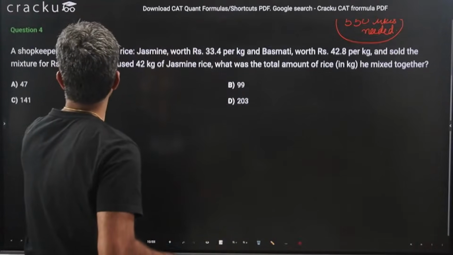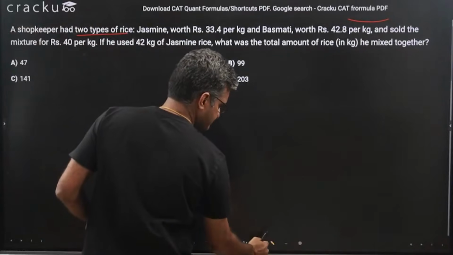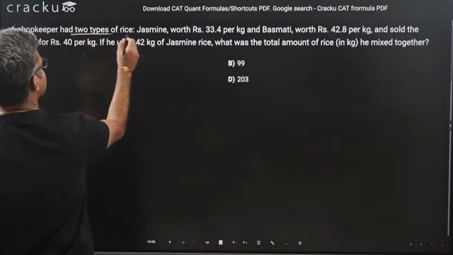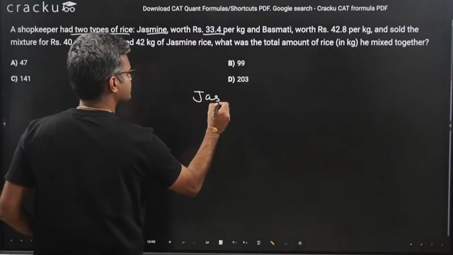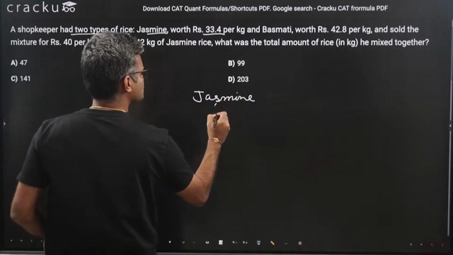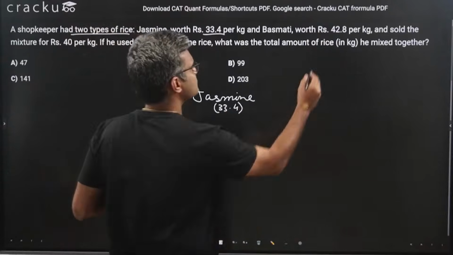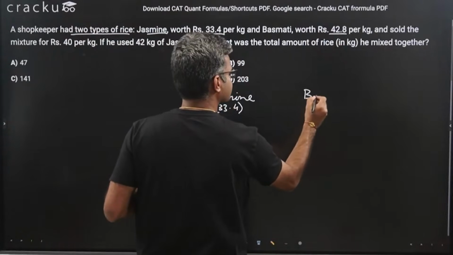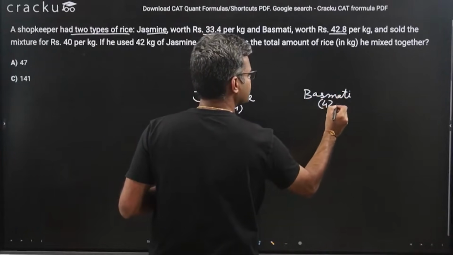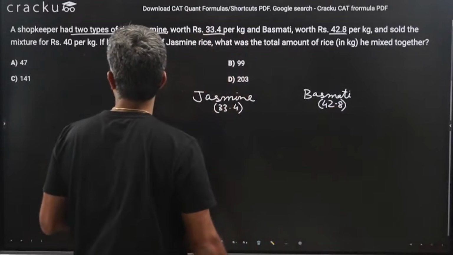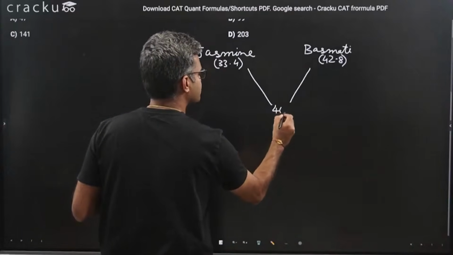In this question, we are told that there is a shopkeeper who had two types of rice. We have Jasmine, which is worth 33.4, and we have Basmati, which is worth 42.8. He sold the mixture for 40 rupees per kg. So both of them were combined and sold for 40 rupees per kg.